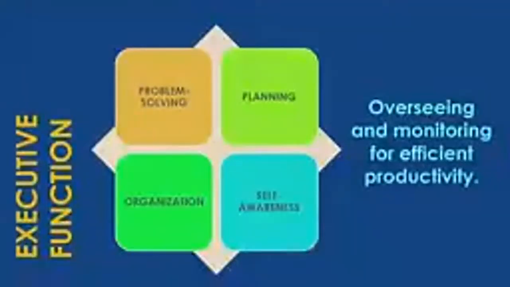Okay. Executive function is that bigger overarching ability. It coordinates everything: problem solving, planning, organization. And we need the ability to have some self-awareness in order to do this. If we don't know what's wrong or how to modify things along the way, it's very difficult to have this bigger capability. So it oversees everything and monitors for efficient productivity.